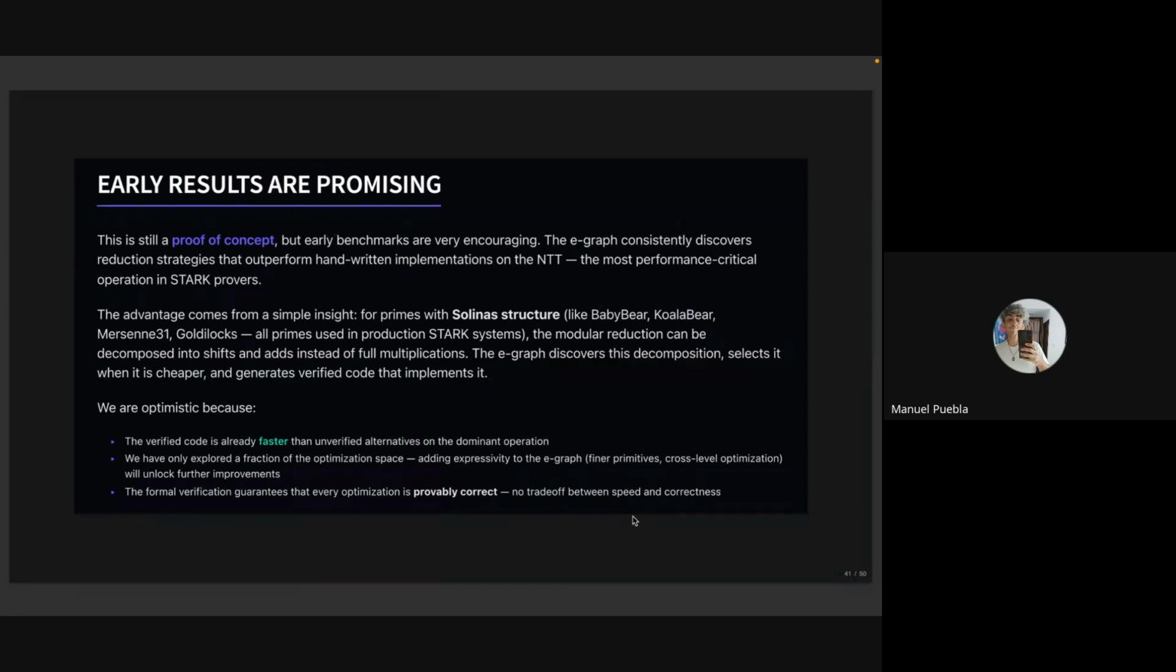And one of the things that, for me at least, is comforting is that we can produce verified code that's faster than unverified alternatives. Usually, people portray verified languages or verified code as something slow or something inconvenient. I think that can flip. And we have only explored a really tiny fraction of the optimization space so far, but we have already found very promising things.